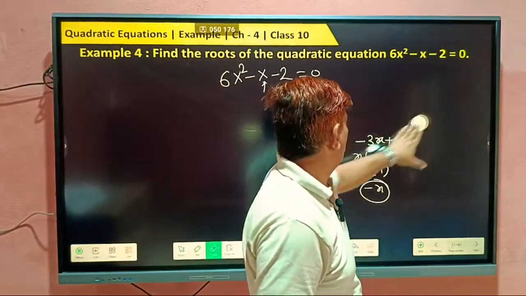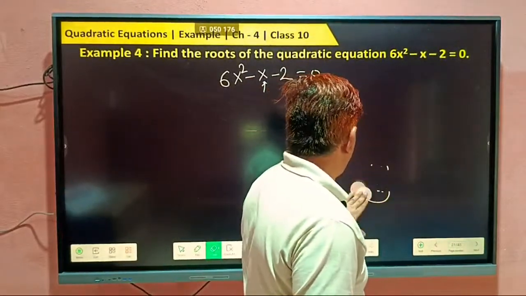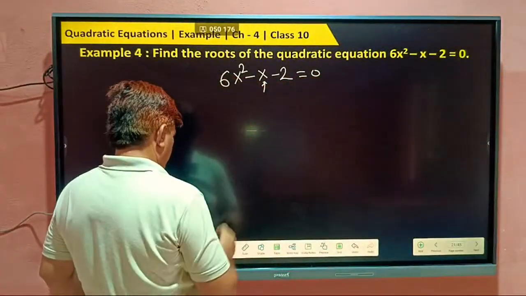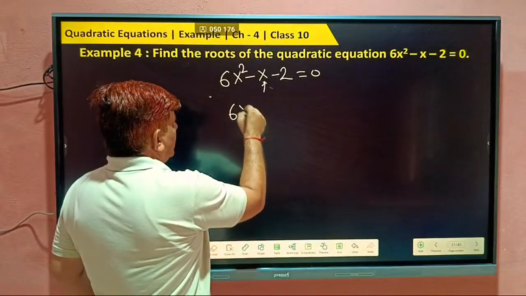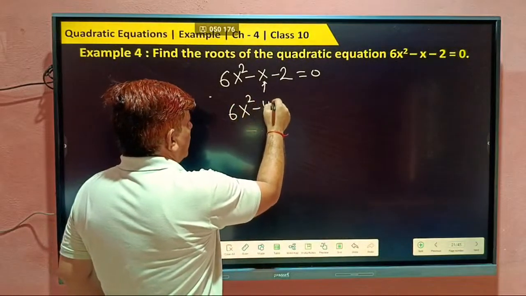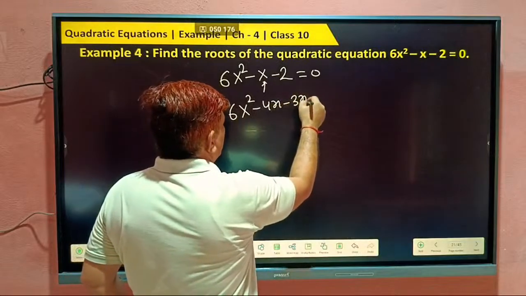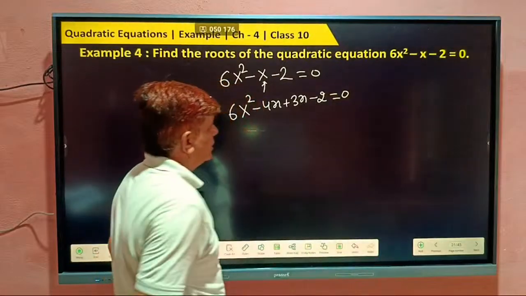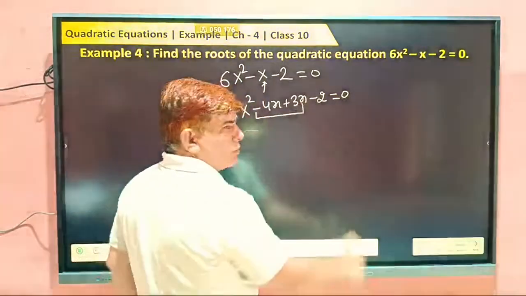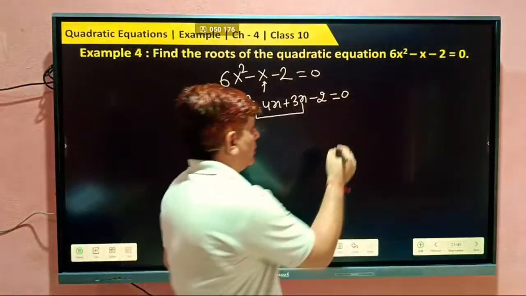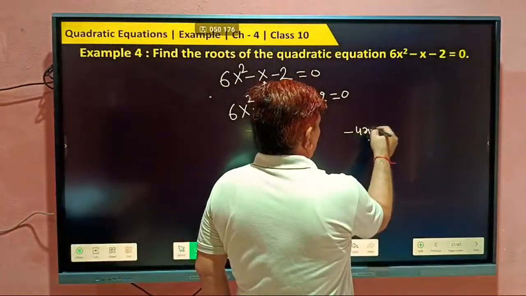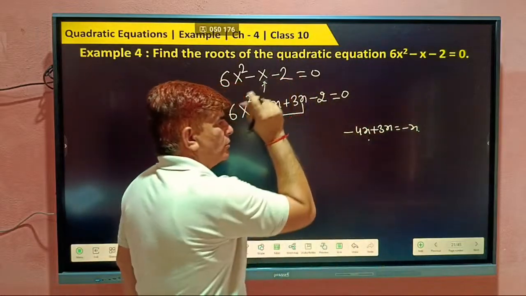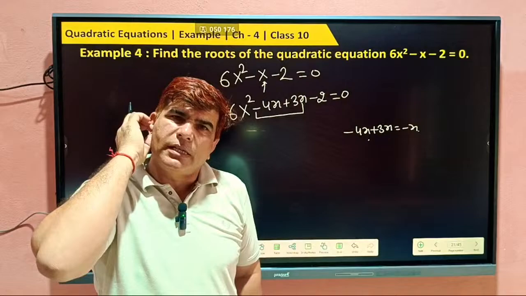So we have to prepare this differently. If I take 6x square minus 4x minus 3x plus 3x minus 2 equal to 0, here we can check. What's the sum of these two? Step number 1 is this. Minus 4x plus 3x is equal to minus x. So this is equal to this. It means step number 1 is right.